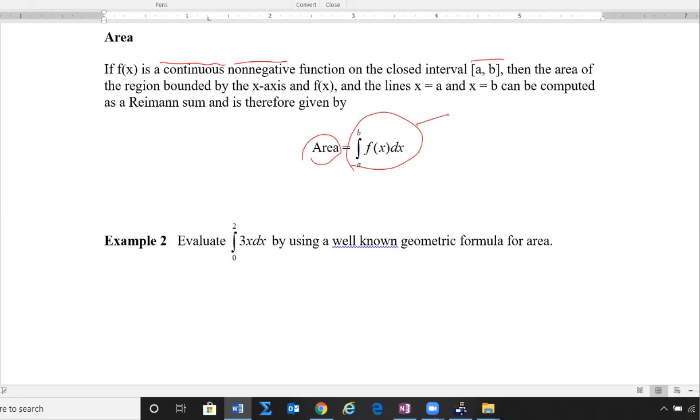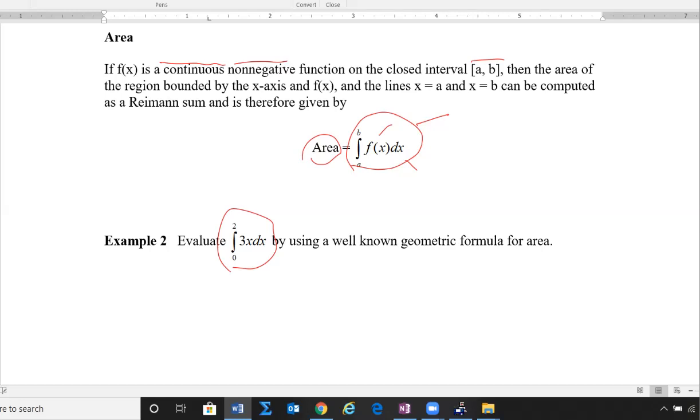And Riemann sums, when we've seen working with positive functions, are actually an example of computation of area, finding area. So we can interpret this as area as long as f of x is a positive function. And therefore, if we can find that area, we can find this integral.